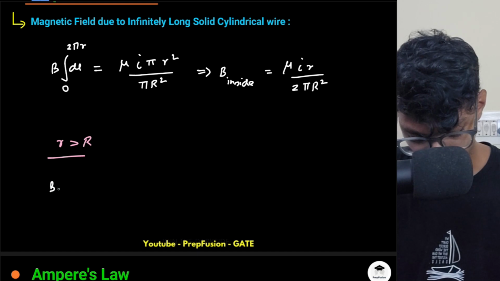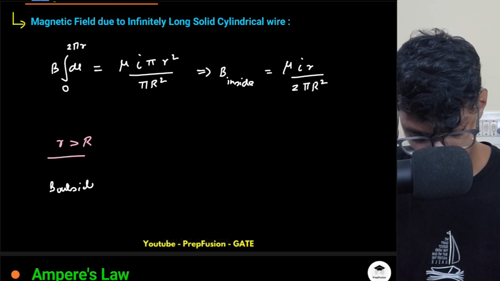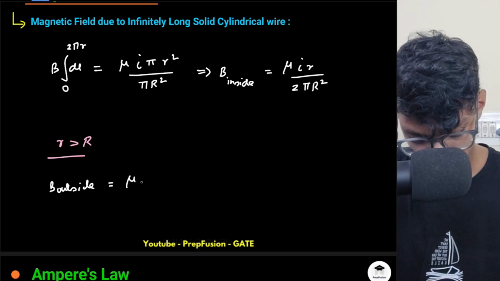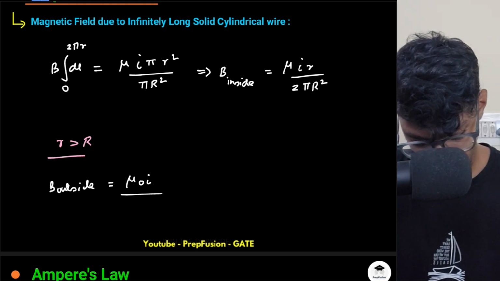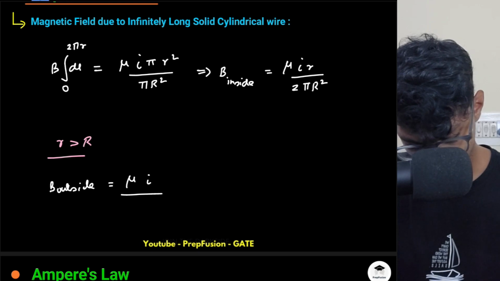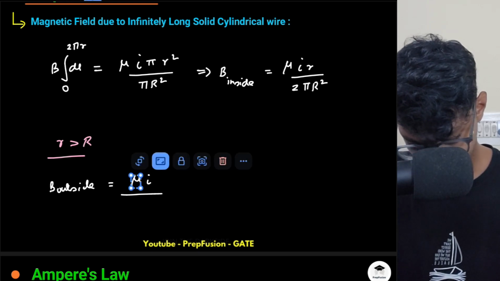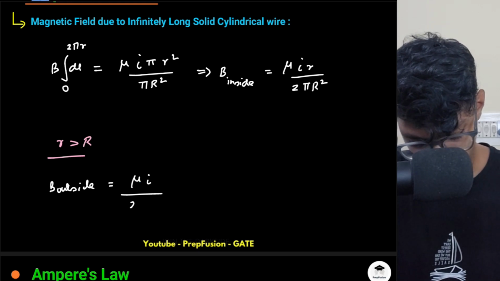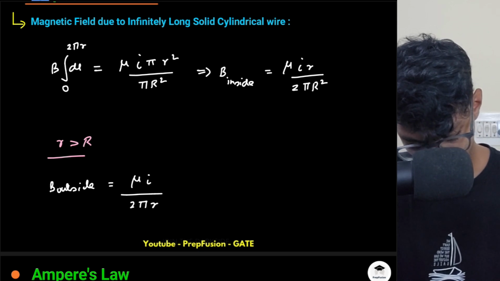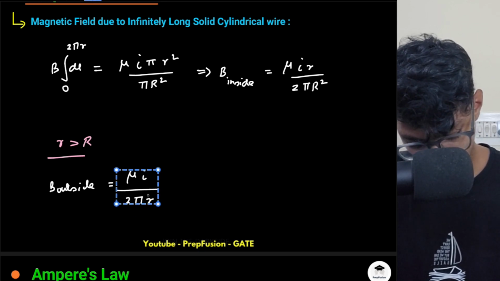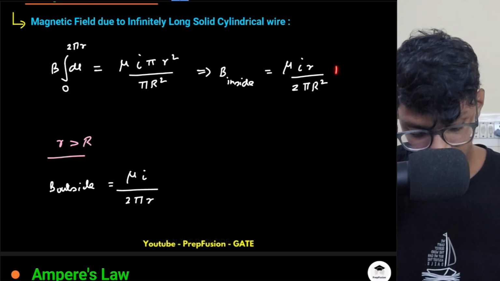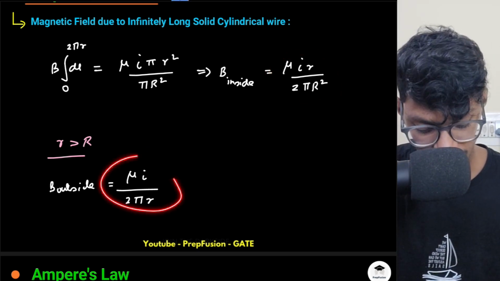And outside I won't derive. Outside it will be same as the previous case for a thin cylinder. Just I am deriving it for a general case, so I will write mu I divided by 2 pi distance smaller. Okay, so just have a bit of care about the formulas, right? Inside it will be something else, outside it will be something else.